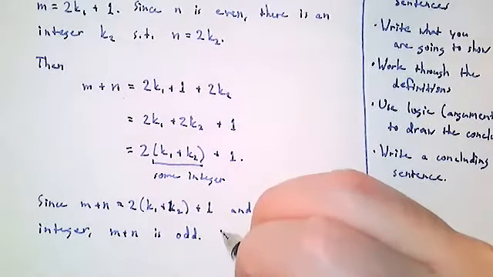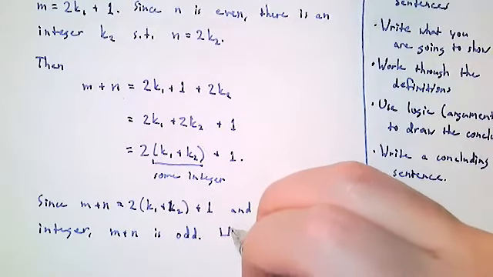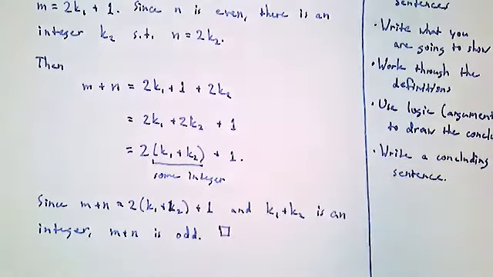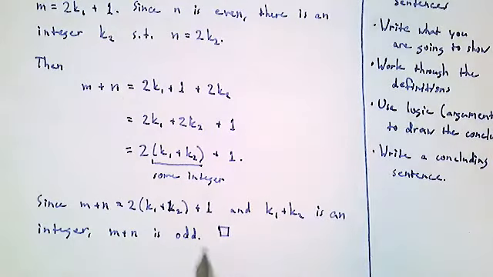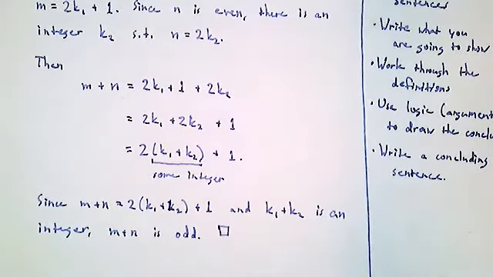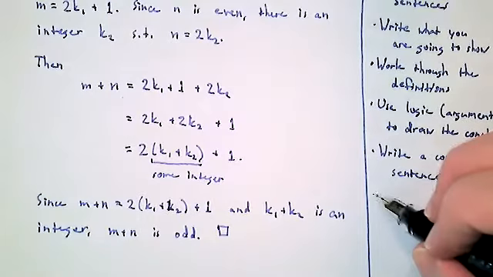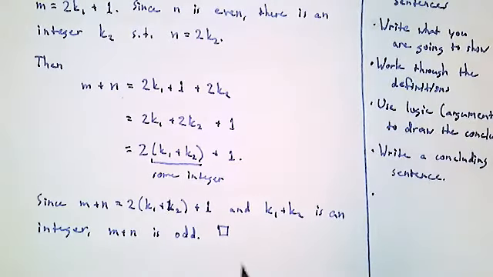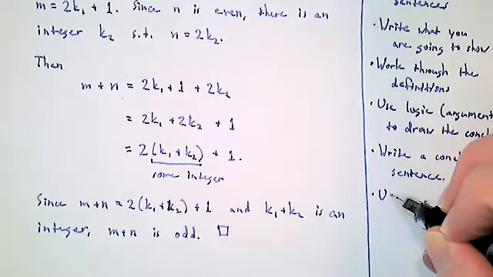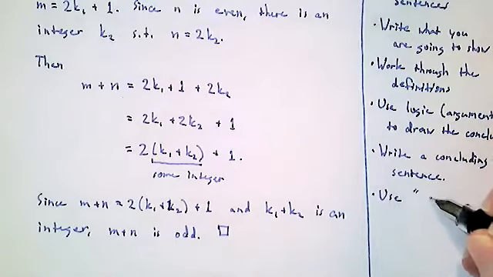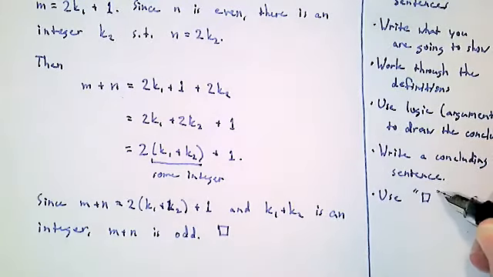And often in math, it's customary to end a proof with a symbol like this one. So this is a square. Some people like to use a different symbol, but this is the one that I like. So that's what we're going to use. And this just marks the end of the proof.